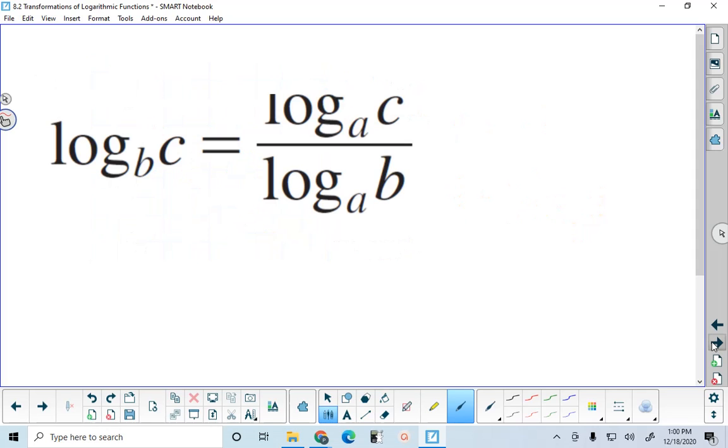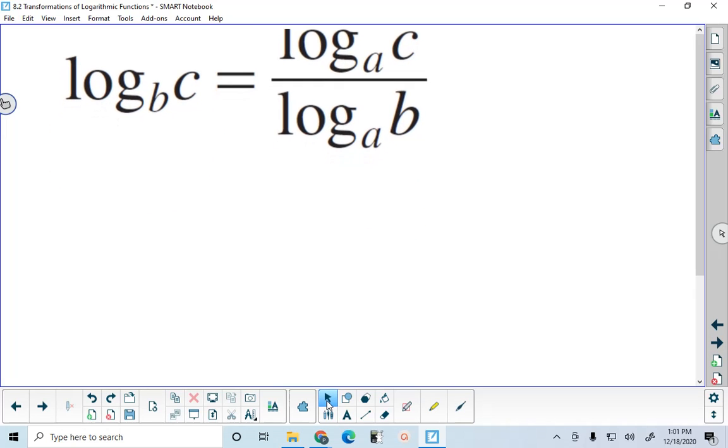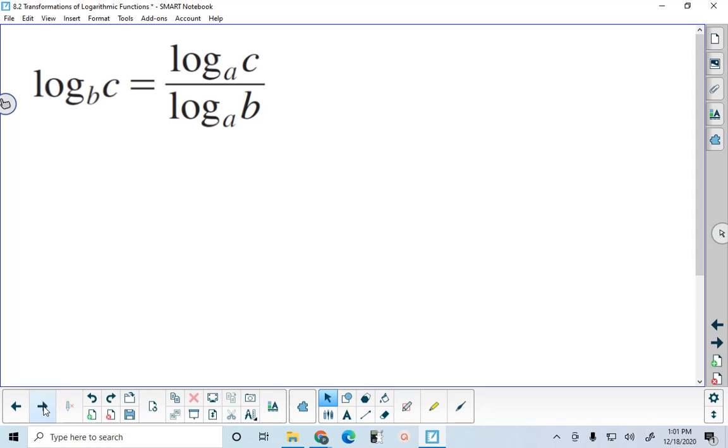All right, so now we got to talk about something. There's this formula that's on your formula sheet, called the change of base formula. What it allows you to do is change any logarithm with any base to a new logarithm calculation with whatever base you want. So I want to demonstrate this to you using numbers.